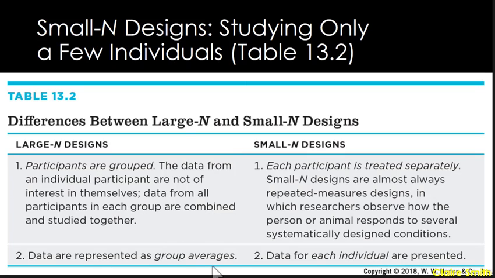For small n design, each participant typically is treated separately. So each individual case is like its own experiment. Small n designs are almost always repeated measure. So you have one person that whoever is researching, and then they're gonna look at everything about that person, right? And then data is represented for each individual person, typically for small n design. So each separate data point, whatever it might be referring to, for each person is important in a small n design.